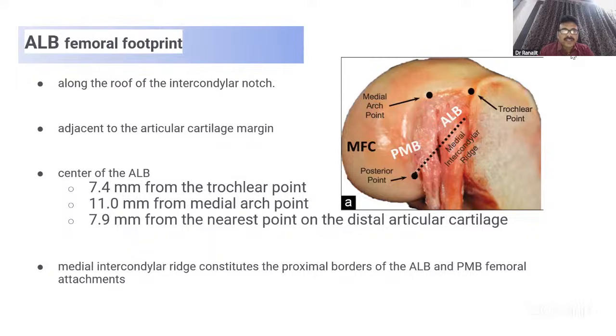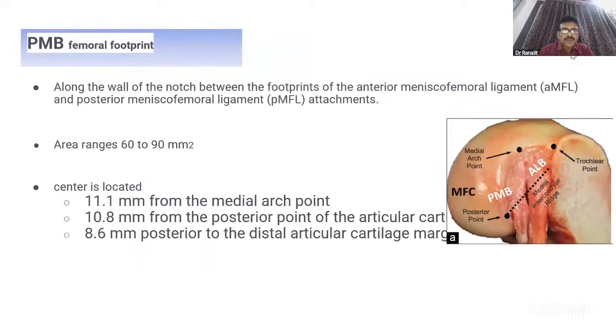And the center of this anterolateral bundle is 7.4 millimeter from the trochlear point, 11 millimeter from the medial arch point, and 7.9 millimeter from the nearest point on the distal articular cartilage. So if you come to the posterior medial bundle femoral footprint, it is a little posterior and inferior, and average area ranges from 60 to 90 millimeter square, and the center is located 11.1 millimeter from the medial arch point, 10.8 millimeter from the posterior point of the articular cartilage, and 8.6 millimeter posterior to the distal articular cartilage margin.